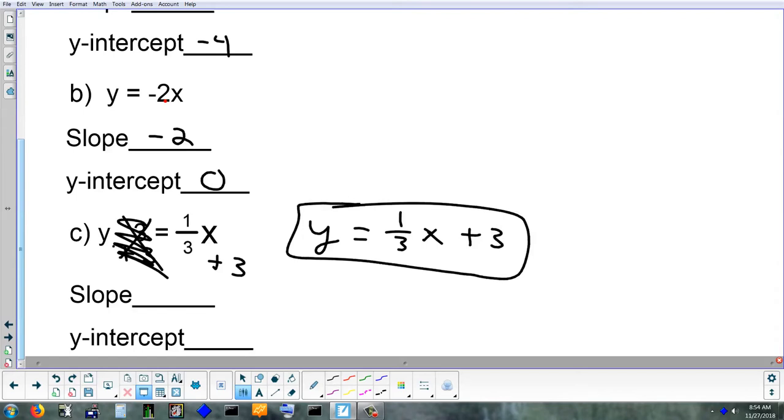So is that slope-intercept form? Yes. Now we're ready to answer that question. What is my slope? 1 third. And what's my y-intercept? Positive 3. You don't have to put a plus 3. If you did that, it's not wrong. But usually we only put the symbol in front if it's negative. Any question on that?